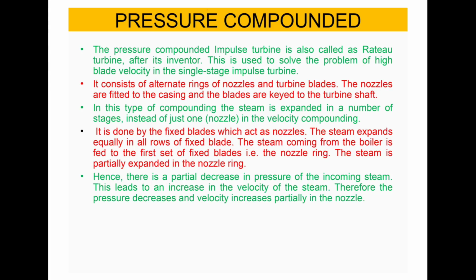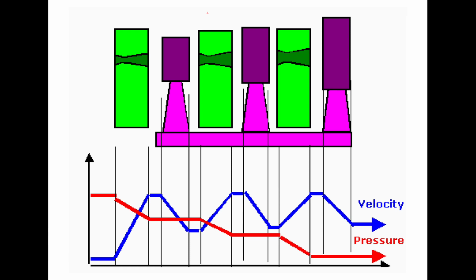The steam coming from the boiler is fed to the first set of fixed blades, the nozzle rings. The steam is partially expanded in the nozzle ring, hence there is a partial decrease in pressure of the incoming steam. That leads to an increase in velocity of the steam. Therefore, the pressure decreases and velocity increases partially in the nozzle.